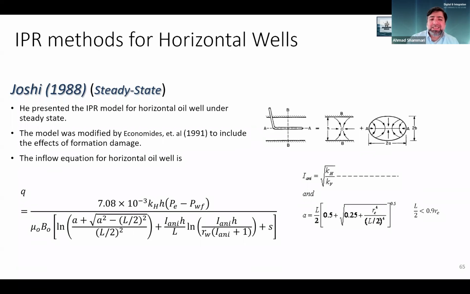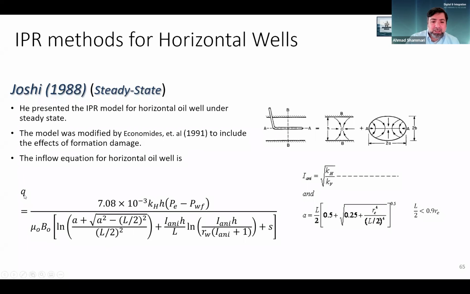What do we mean by steady state method? The steady state method assumes that the reservoir pressure at the boundary of the drainage area is constant, is steady state, okay? And of course there are some assumptions. So he assumed a constant box, right? And then using some kind of geometry, he came up with this equation.